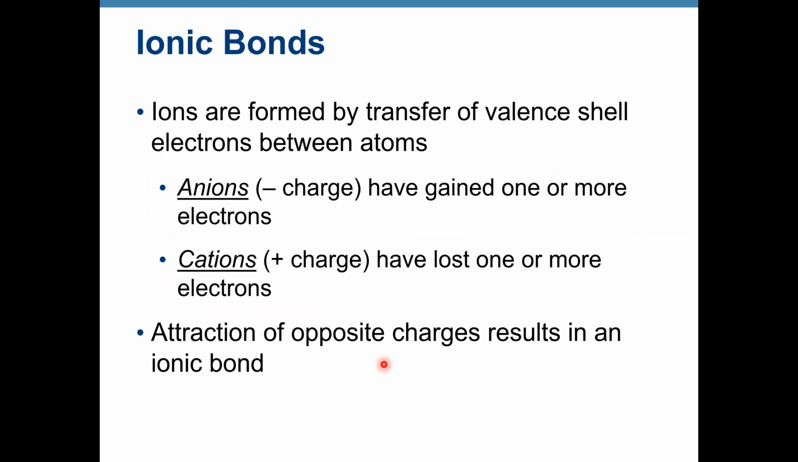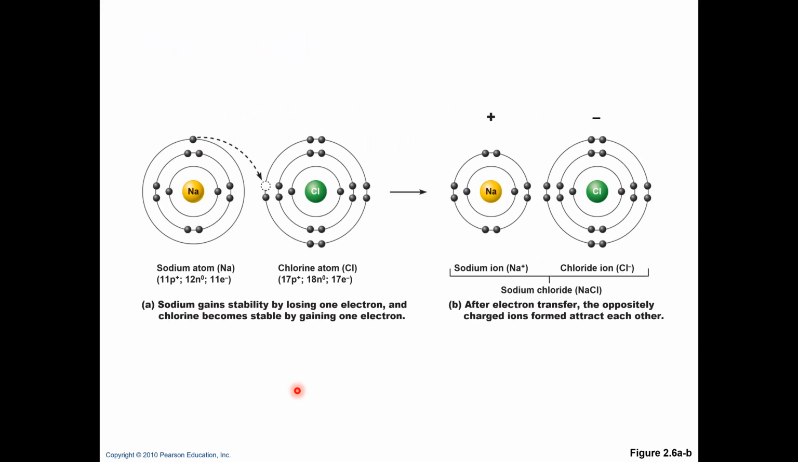So let's see what we skipped over here. So anions are negatively charged, and they are formed when atoms gain 1 or more electrons. Cations have a positive charge, and those atoms have lost one or more electrons. And attraction of opposite charges results in an ionic bond, right? So here's the ionic bond.